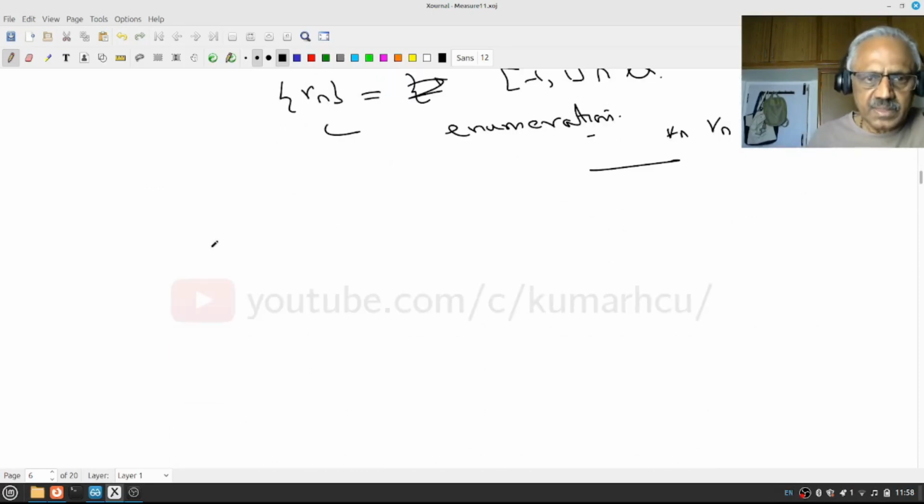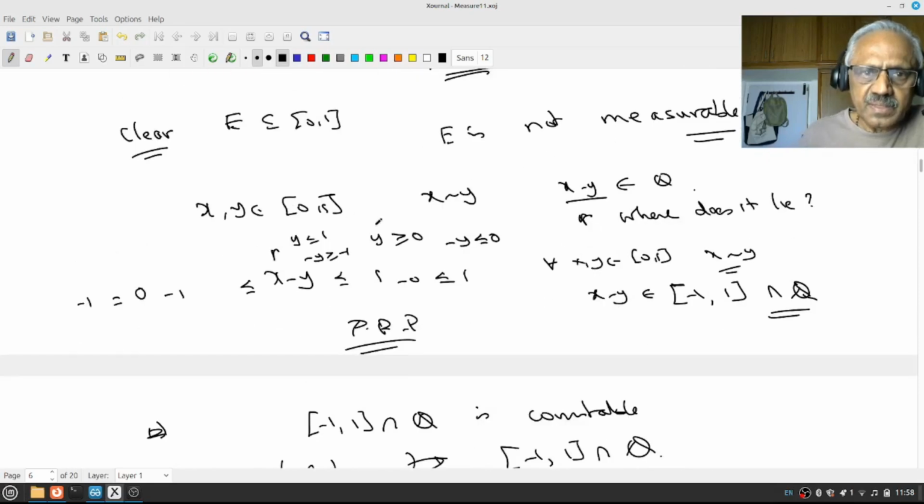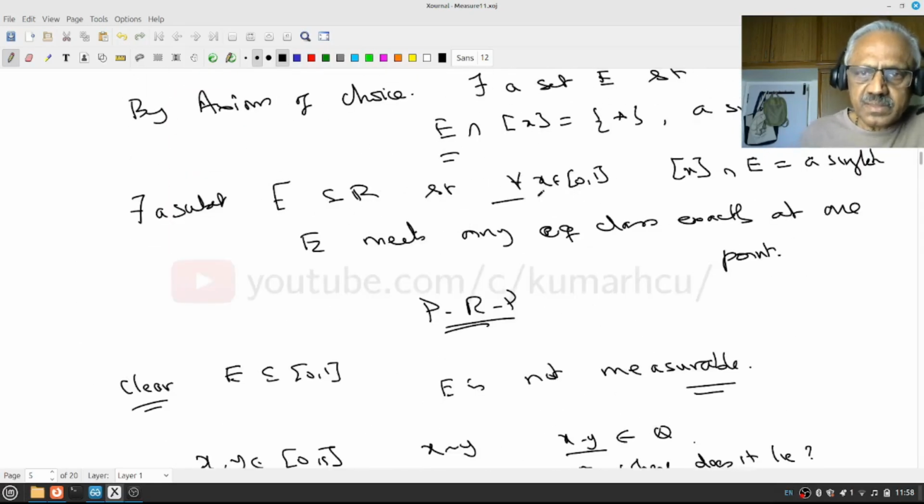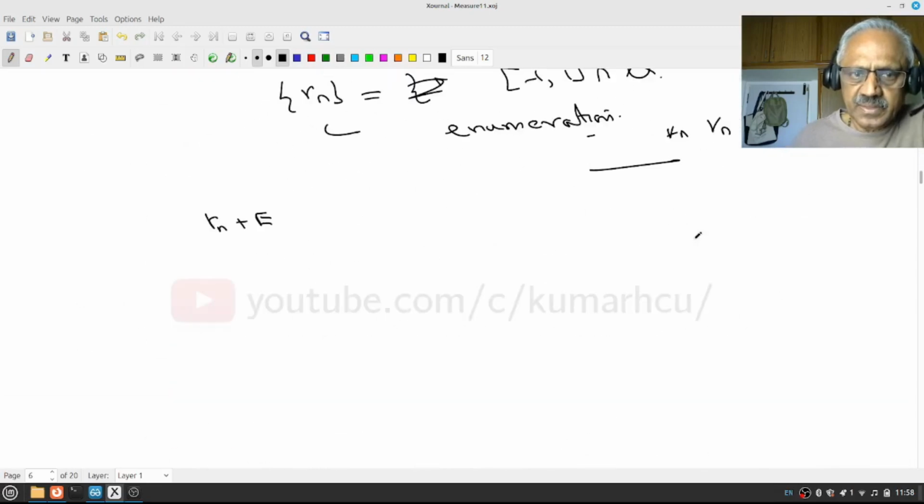Okay. Next. Again, let us see, if I take Rn plus E, where E is this set. What is E? E is the set which has exactly one element from each of the equivalence classes. So I want to know where it is contained in. Does it contain anything? No, not does it contain. Let me see, one. Now where does it belong to? Notice that my E is a subset of [0, 1].